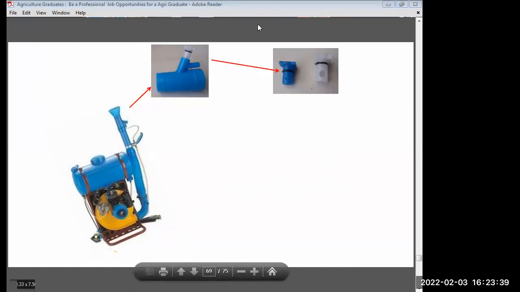Actually, this is not correct. The nozzle must have four holes for the power sprayer, four holes. Next.